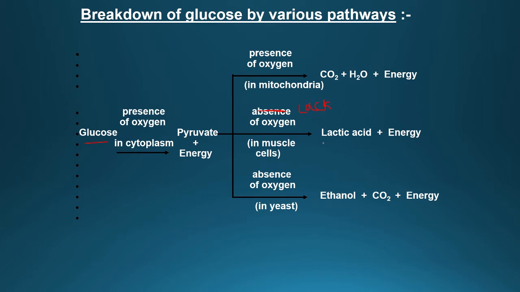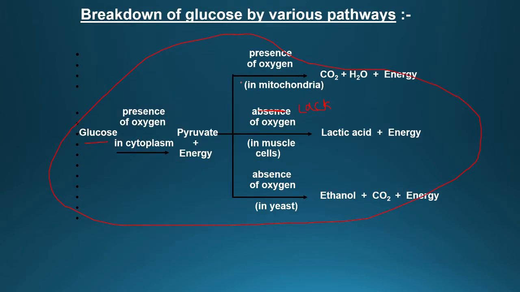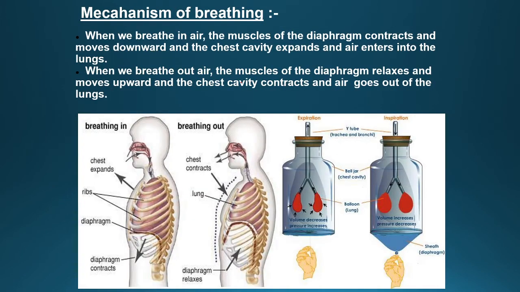Lack of oxygen in muscle cells gives lactic acid plus energy, and where there is absolutely no oxygen, in the absence of oxygen in yeast, it gives us ethanol, CO2, and energy. Guys, always remember this. It's an easy one. Don't try to remember these texts, it confuses a lot. Remember this diagram. It'll help you. So guys, the next one is the mechanism of breathing.